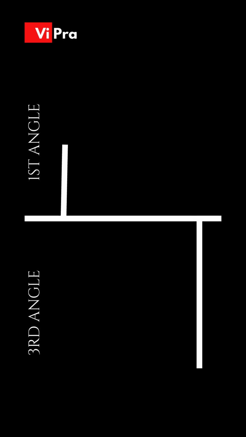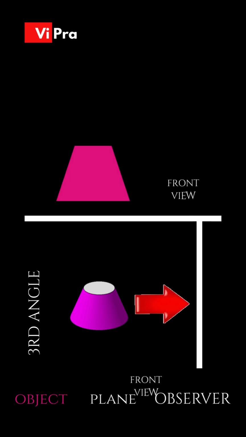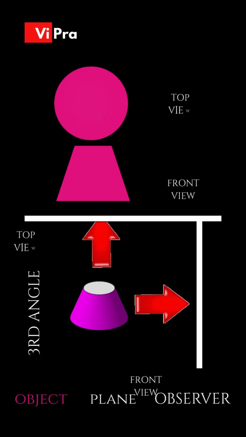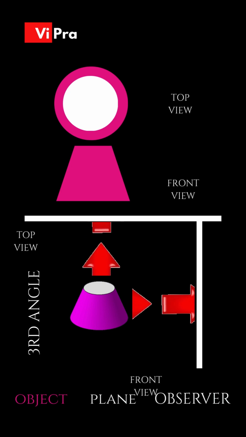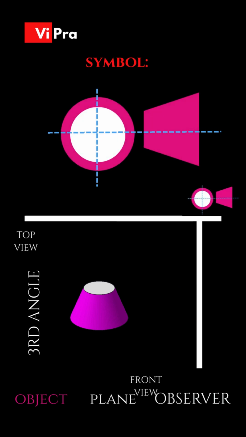Let's learn about third angle projection now. In third angle projection, the plane is in between the object and the observer. Here the object views are captured on the plane. Front view on the negative Y plane and top view on the negative X plane. Keep in mind, unlike first angle, where views are projected, in third angle, views are captured like in a camera. Can you guess the symbol for third angle projection? Exactly. Rotate the orthographic view to the left.